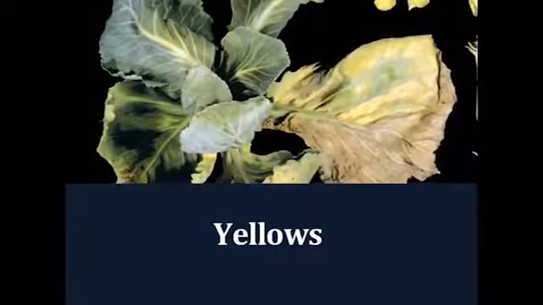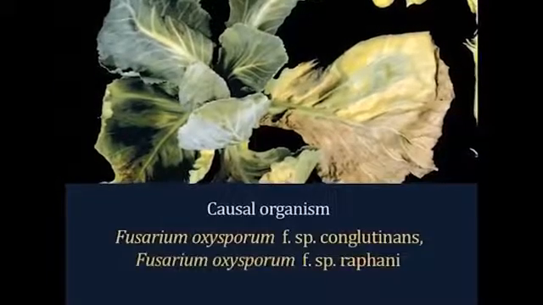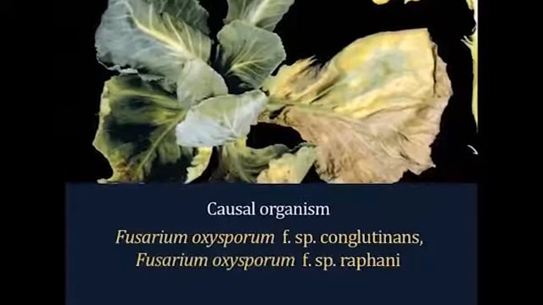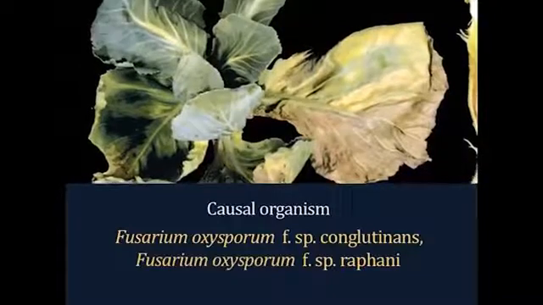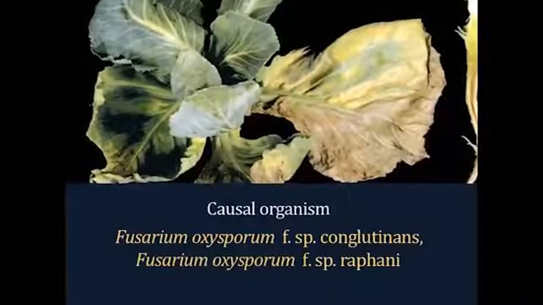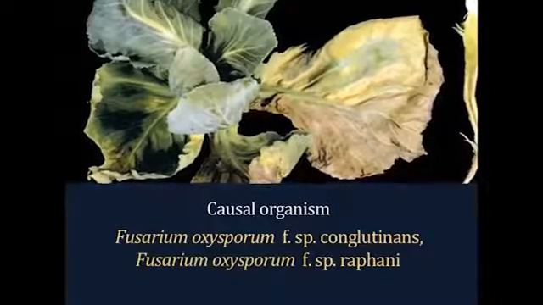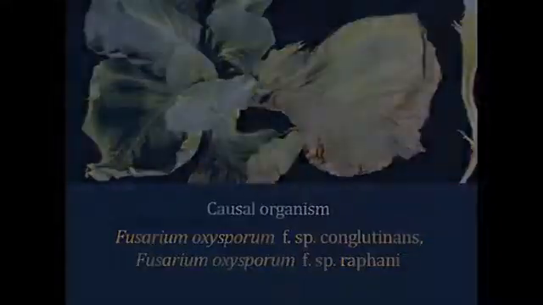Next important disease is the yellows. It is caused by Fusarium oxysporum, forma specialis conglutinans and Fusarium oxysporum, forma specialis raphani. Now let's see the symptoms of the disease.